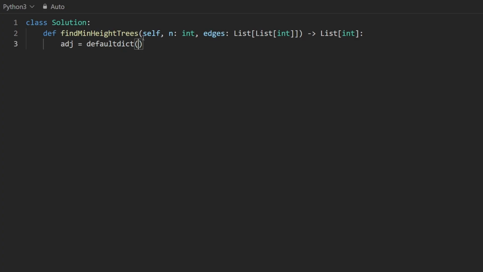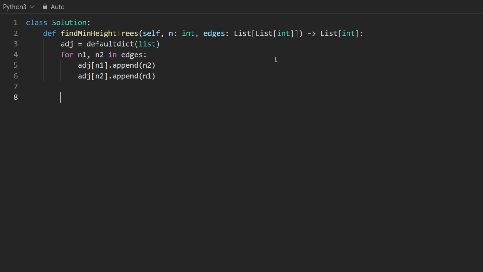So we're going to create a default dictionary of list, and we're going to go through every edge. So node 1, node 2 in the edges. We're just unpacking the pair. For node 1, let's append its neighbor node 2, and do the same thing in the opposite direction. So node 2 has neighbor 1.